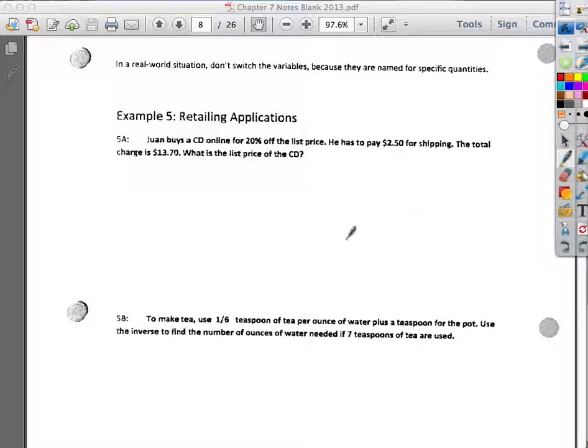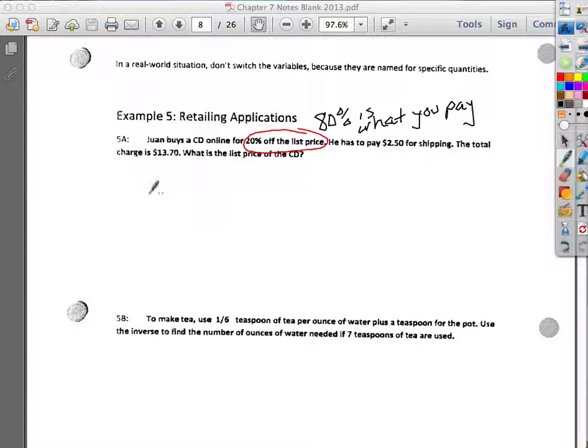5A, Juan buys a CD for 20% off the list price. He has to pay $2.50 for shipping. The total charge is $13.70. What is the list price of the CD? Okay. 20% off. What are you really paying? You're paying 80% is what you pay, right? 80%.